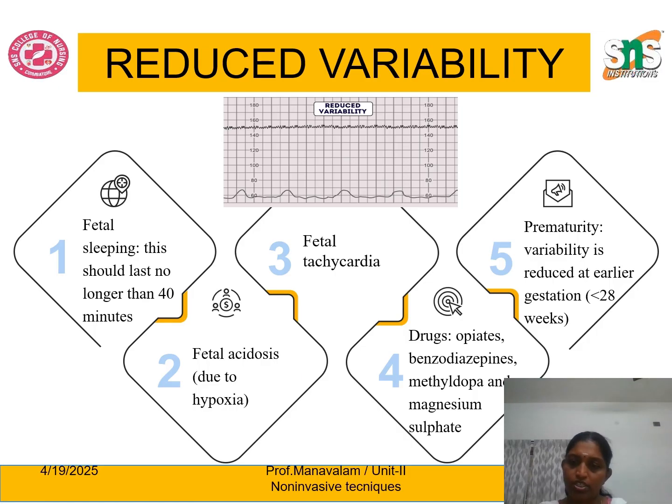Next, prematurity. With prematurity, definitely there is reduced variability. Prematurity means the baby's growth is not up to term. Term means 37 weeks to 42 weeks of pregnancy. If it is lesser than that, it is premature. If it is less than 28 weeks, it is extremely premature, and the fetal cardiac organs are still under development. They are not fully working.